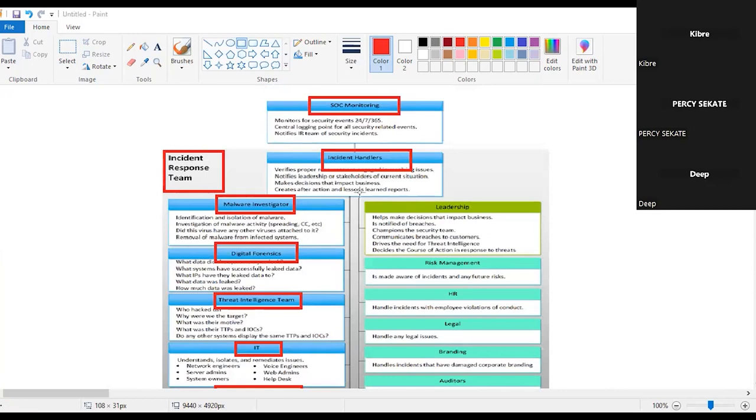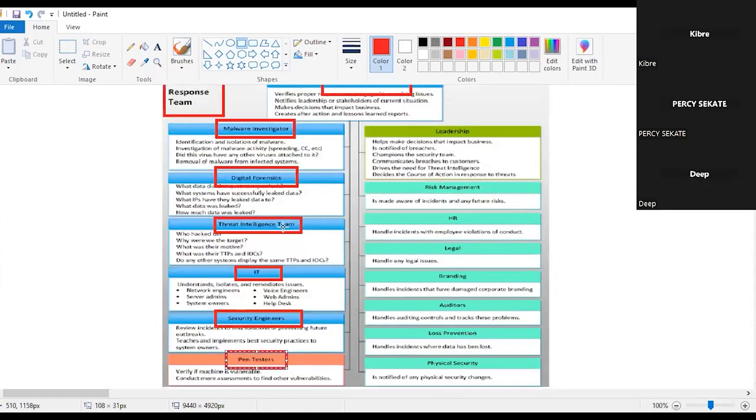And again, not every organization will have all of these teams. Not all organizations are going to have all these teams, and it depends. It depends on the organization size, what type of organization it is, what type of data they are dealing with, and what industry they are in.